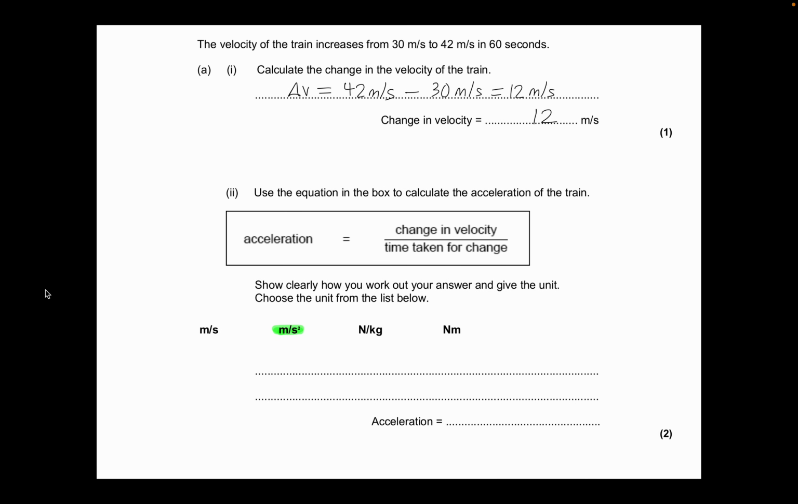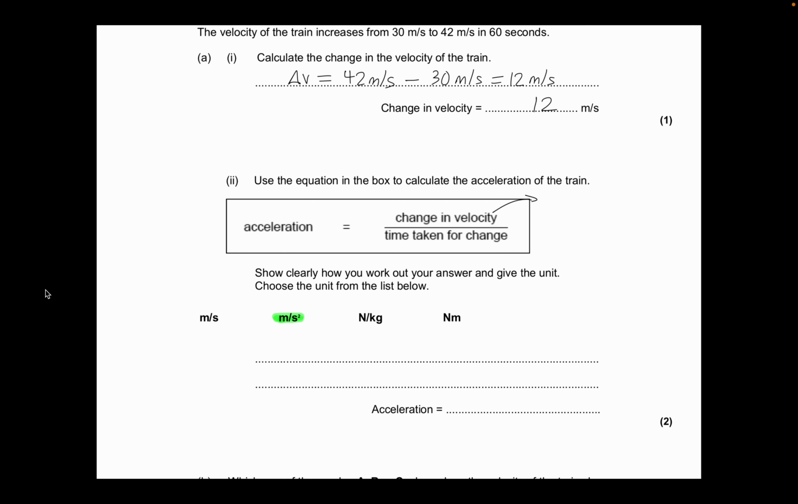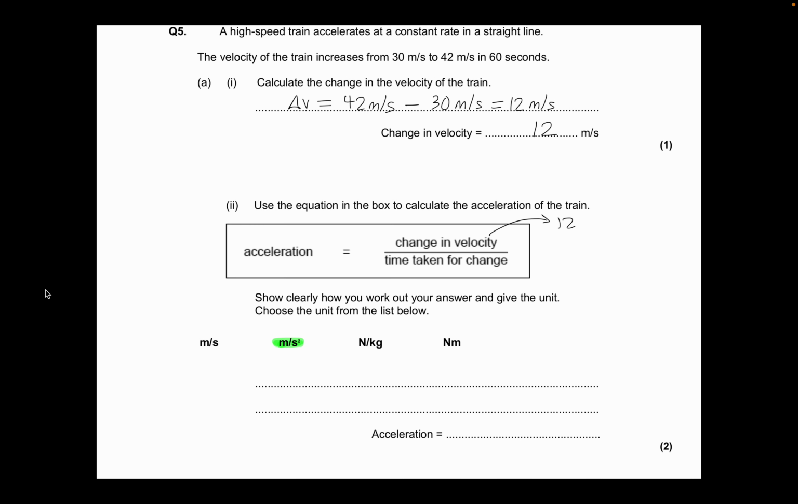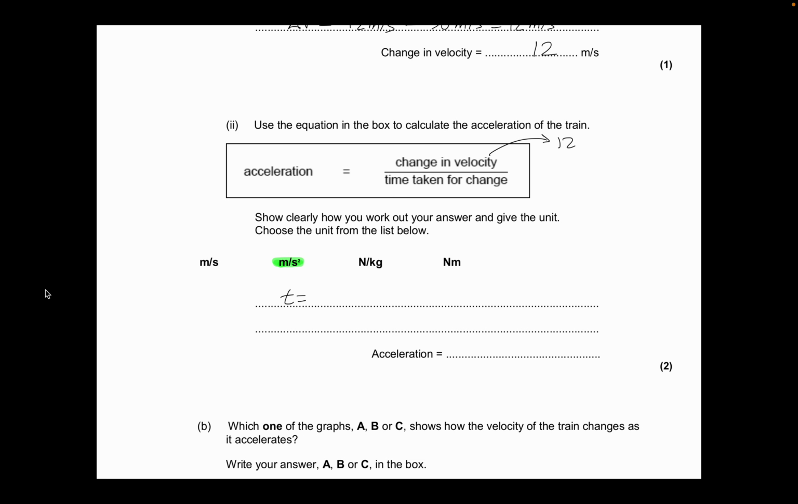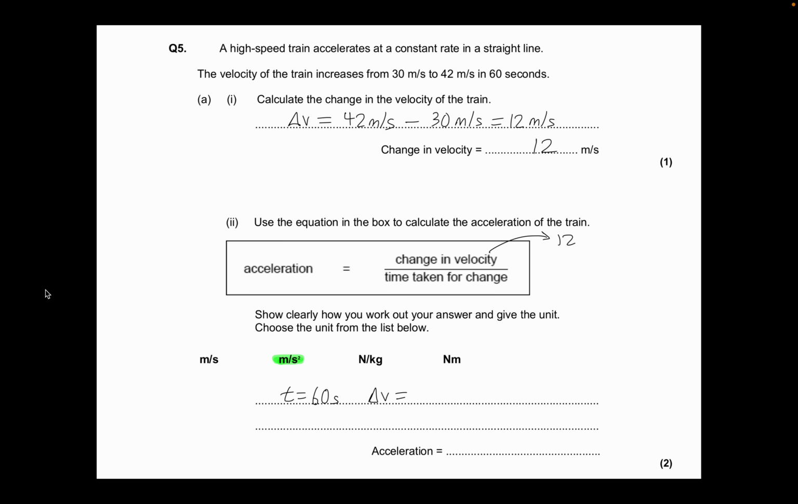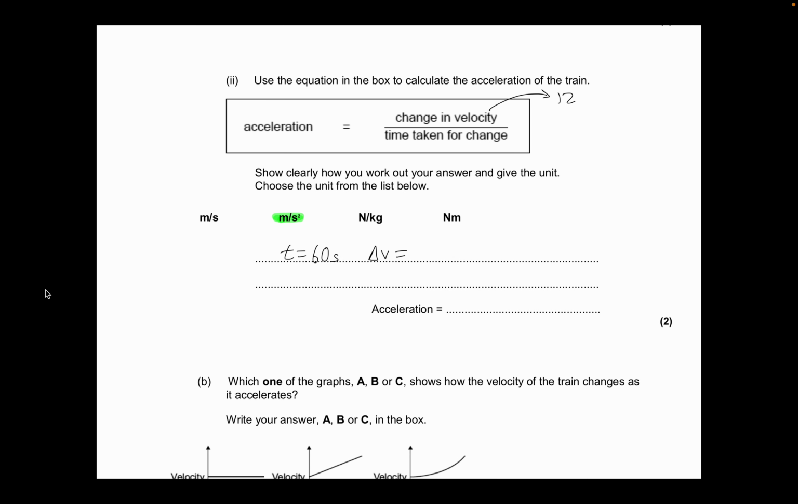So now you're given the change in velocity, which is 12. Now you just need the time. Time is given in the question. Read the question carefully. Time is over here, 60 seconds. So that means your time is going to be equivalent to 60 seconds. I'm going to just put s. Your change in velocity, you have found it in the above question, is 12 meters per second.